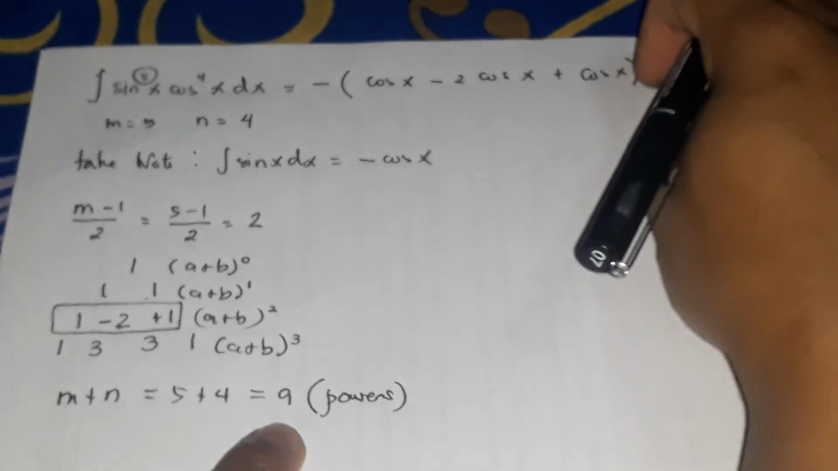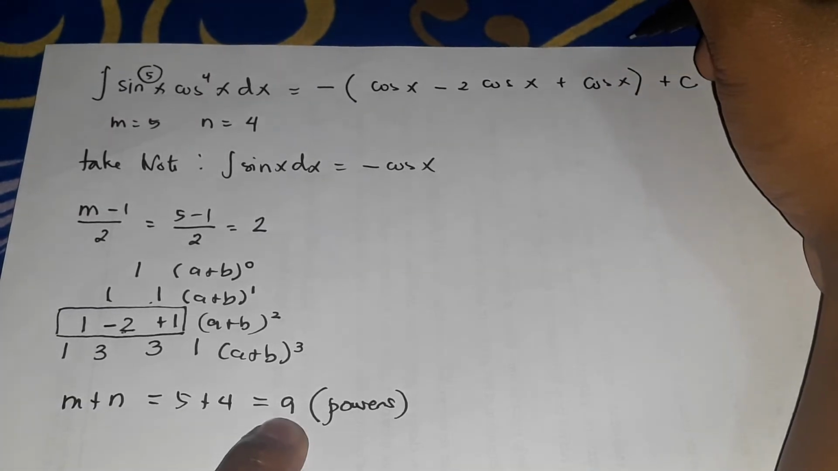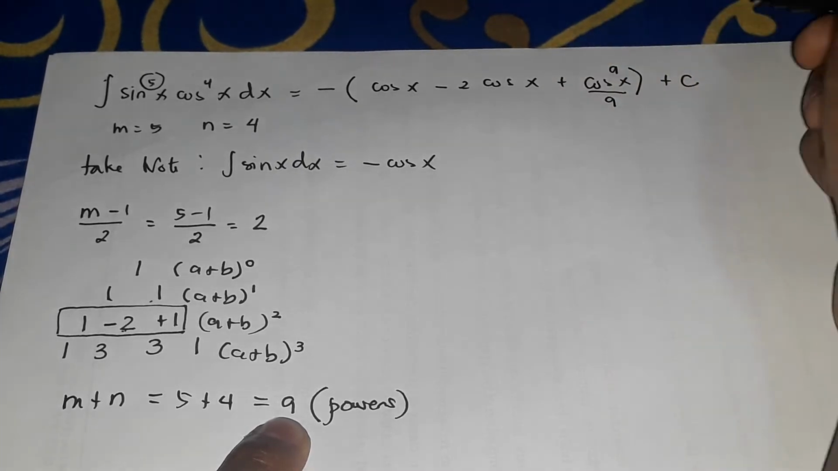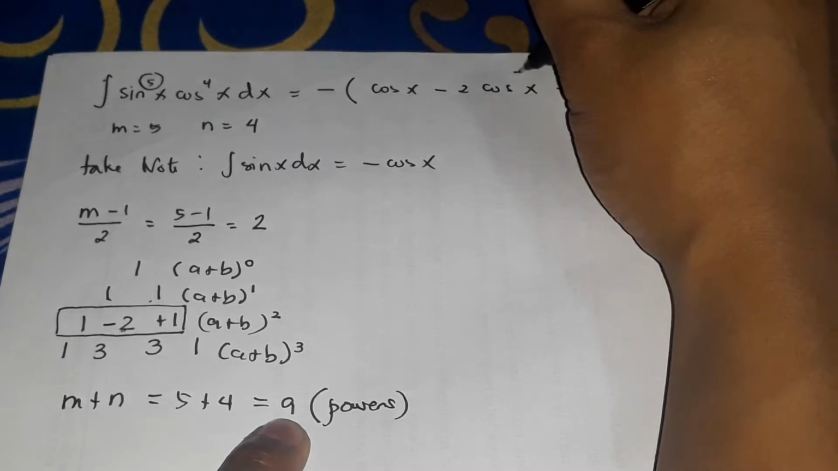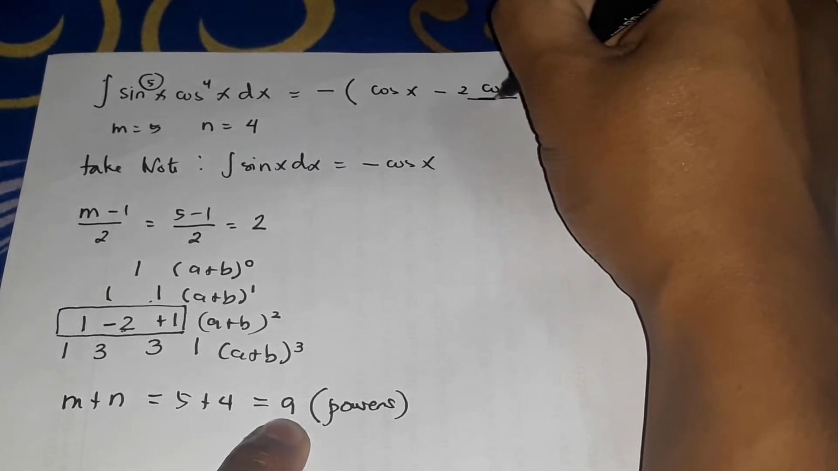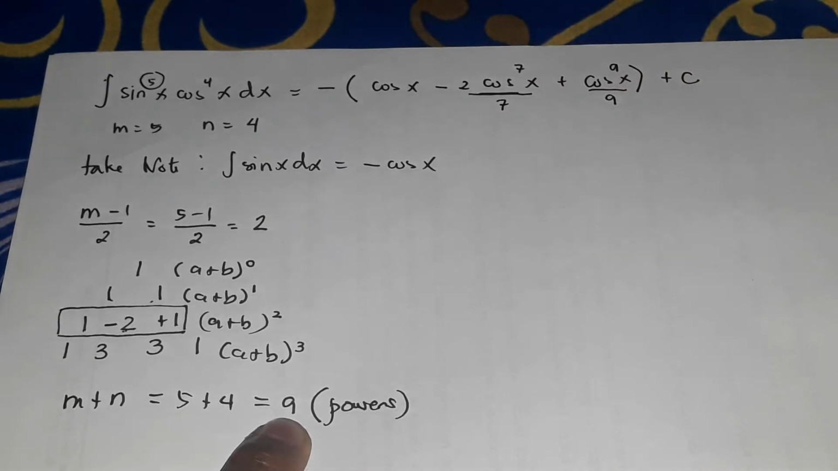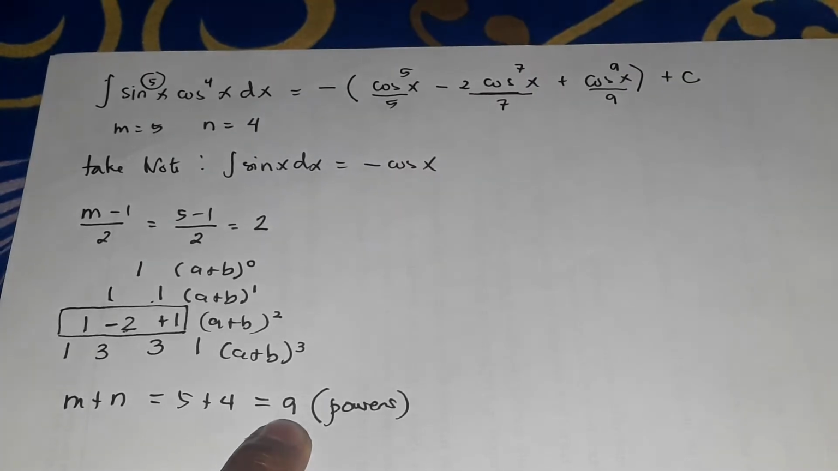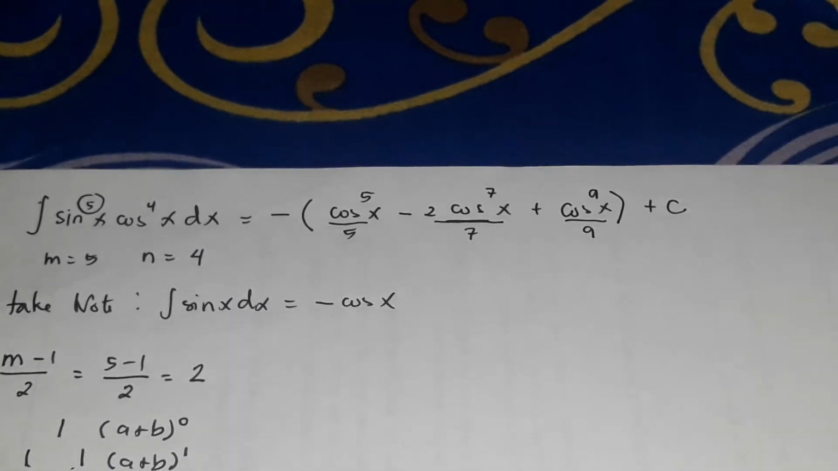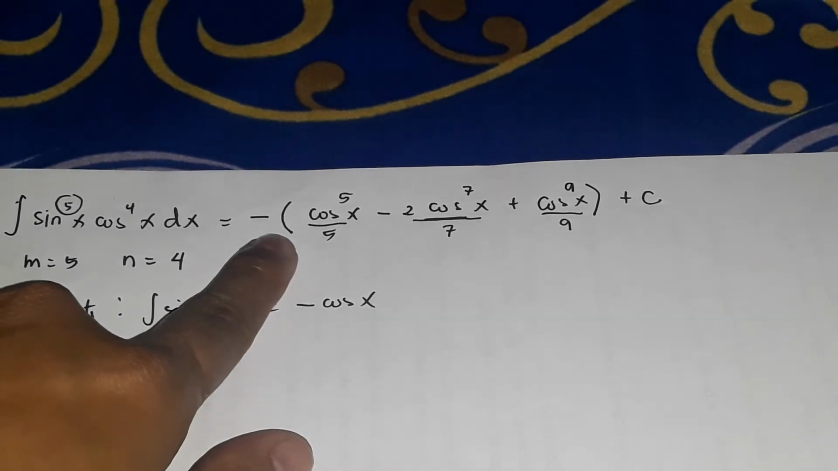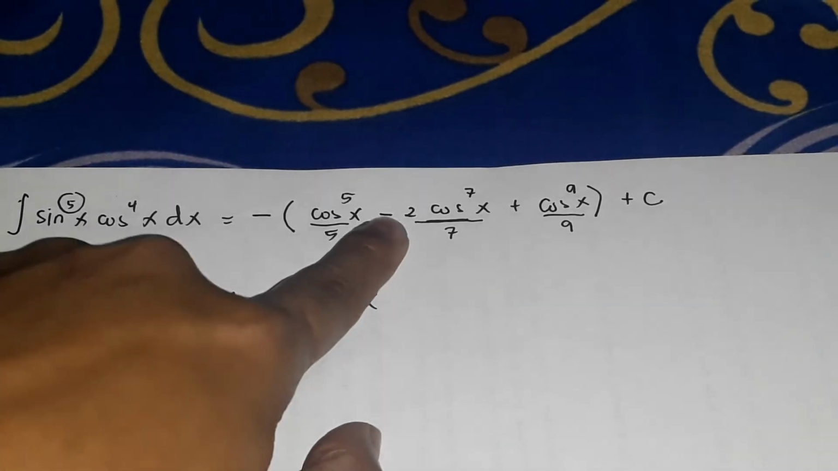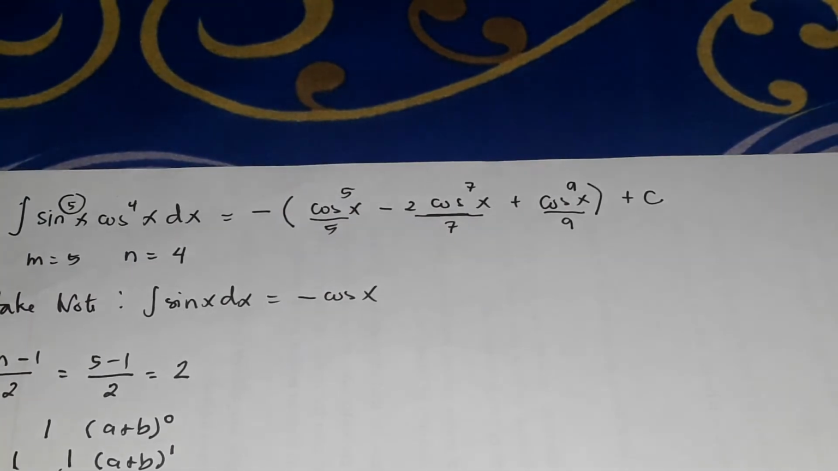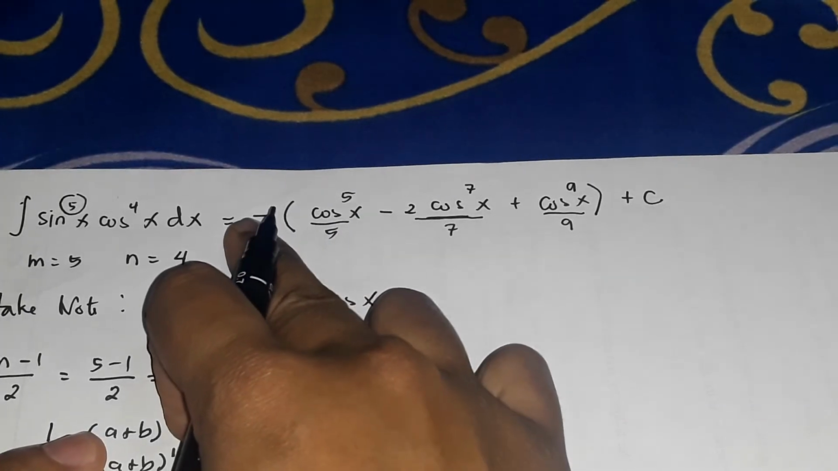And we will start at the right side. Okay, so we have cosine to the 9 over 9. And then we have here 7 over 7. We only consider all the odd integers less than or equal to 9. And then the next is 5 over 5. And then we now have negative cosine raised to 5x over 5 minus 2 over 7 cosine raised to 7x plus cosine raised to 9x over 9 plus c. So what I only need to do is to introduce this minus sign.